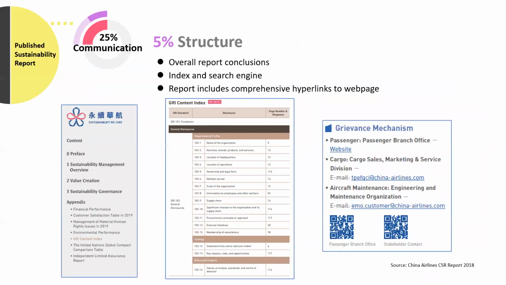The reporting structure is another 5 out of 25. So the overall report conclusion, index is important, and the search engine. And the report needs to include comprehensive hyperlinks to the web page. So it's how you communicate the company's information through the CSR report.